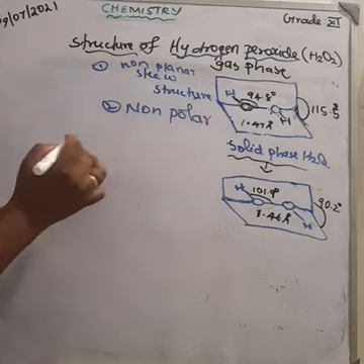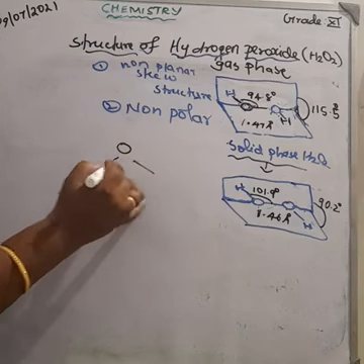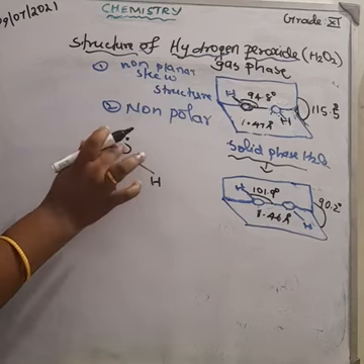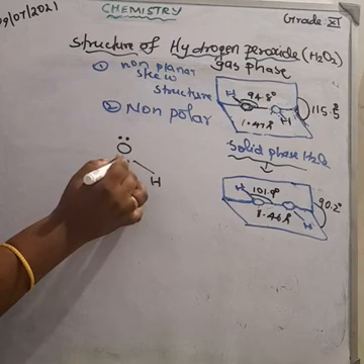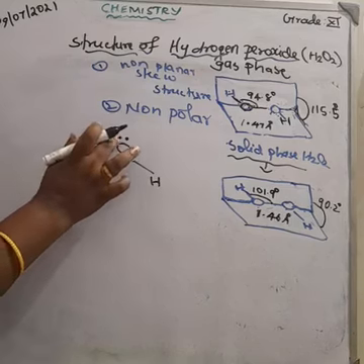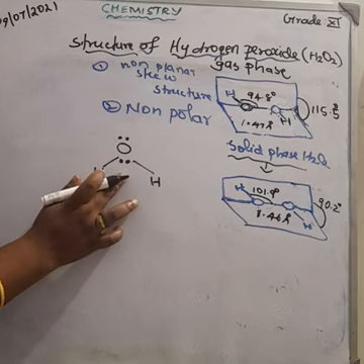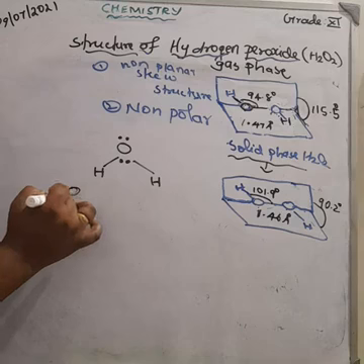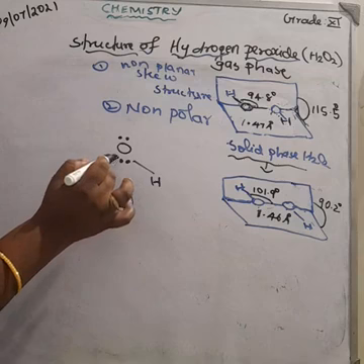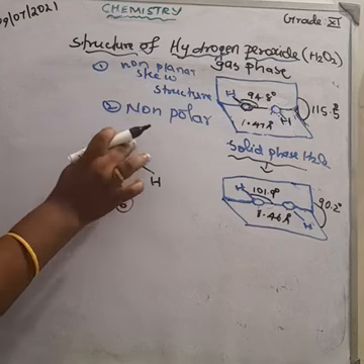For example, I am taking the water molecule, H2O. You know this is the structure of water. Only one oxygen is present here. How many lone pairs of electrons does this oxygen atom have? Two lone pairs. Oxygen has atomic number 8, so 2,6: six electrons in the outermost orbit. Two electrons are shared with the two hydrogen atoms, and the other four are present as lone pairs. They are not involved in bonding.